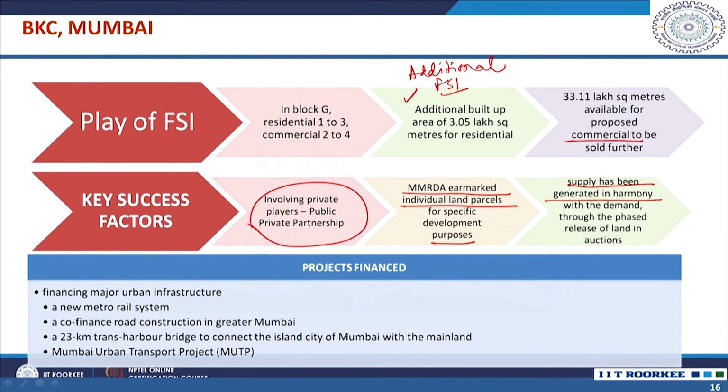Through this method they financed several infrastructure projects, including one new metro rail system. They co-financed road construction in Greater Mumbai, another 23 kilometer Trans Harbour Bridge which will connect Mumbai city, and not only that, they also tried to connect Mumbai through the Mumbai Urban Transport Project. This kind of project they financed through value capture financing, which was available after the Bandra Kurla Complex development during the post 90s and early 2000s decade.